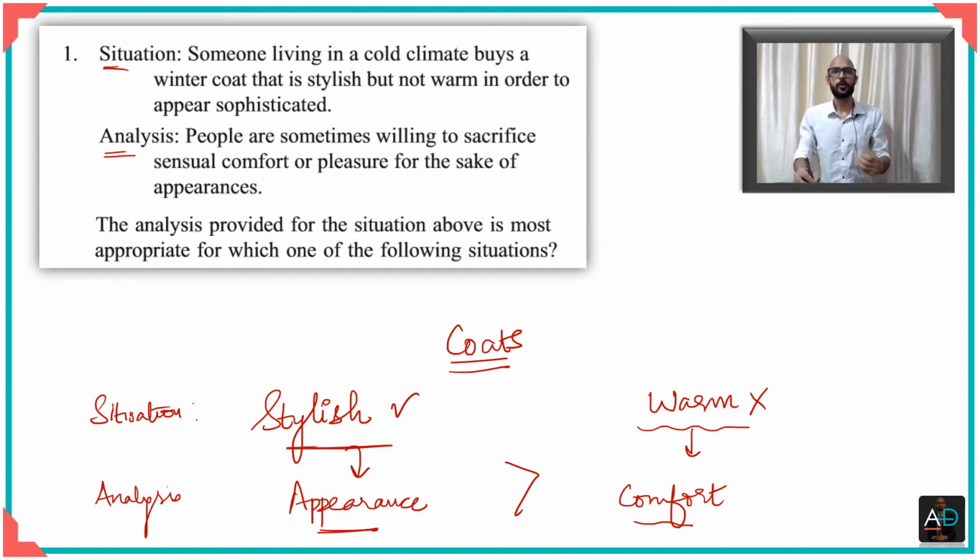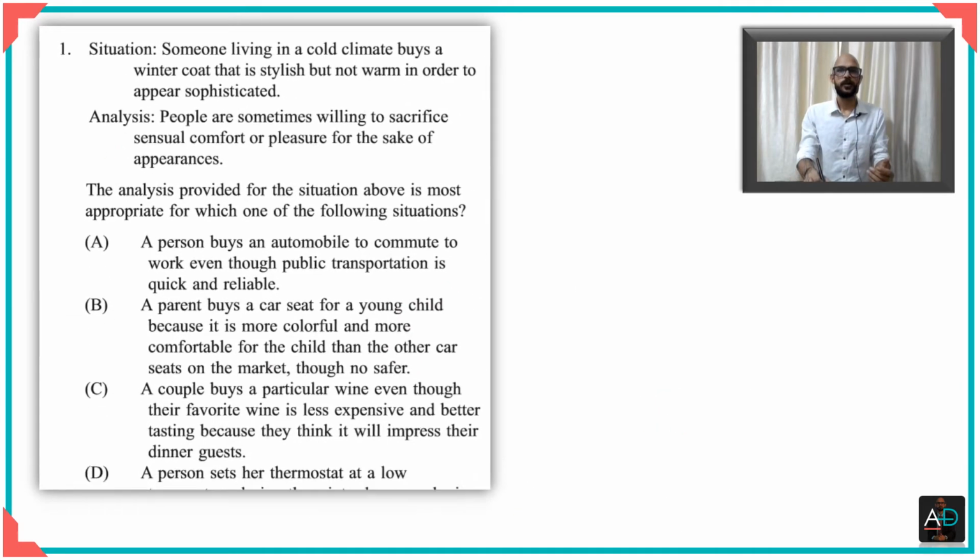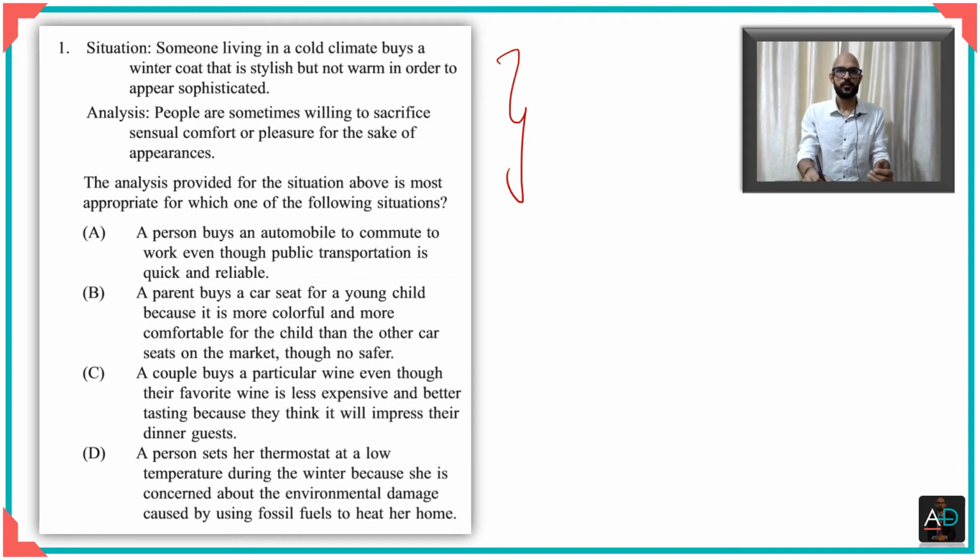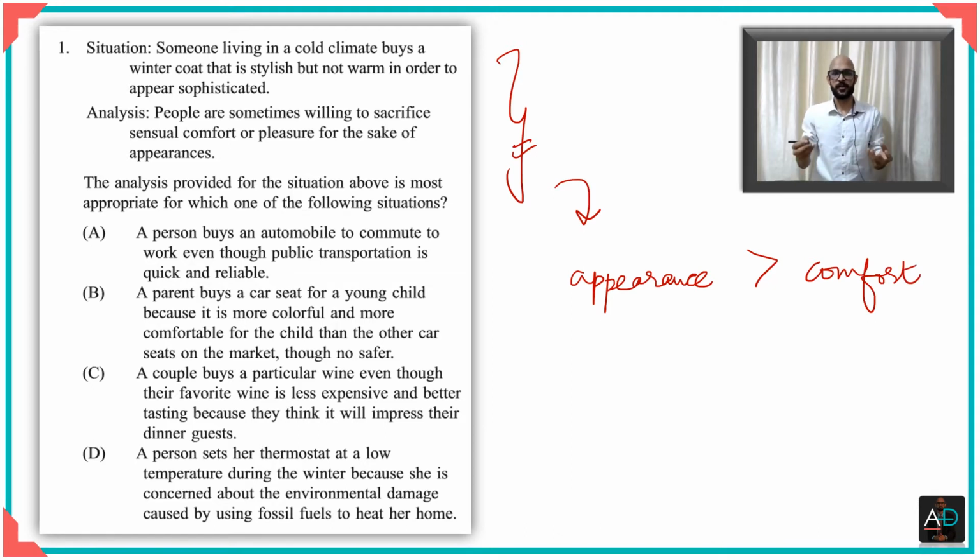Now let's have a look at the options. So our conclusion from the situation and the analysis was that some people would, for the sake of appearance, sacrifice their comfort and their preference and their pleasure, right? So let's first start with looking at the worst and the most wrong options. It's a good idea to always start by eliminating the bad options first, because then you're more sure of your answer, right? So one of the worst options here is the option D.